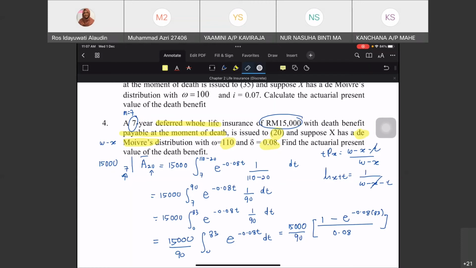So you can get these values. If you don't want to change the lower bound to 0, you can also calculate from here, but you have to put 15,000 over 90. So e to the negative 0.08 over negative 0.08, because you integrate 7 to 90. So this here is t. So you substitute 90 minus 7. Okay, so suppose we have the same answer.